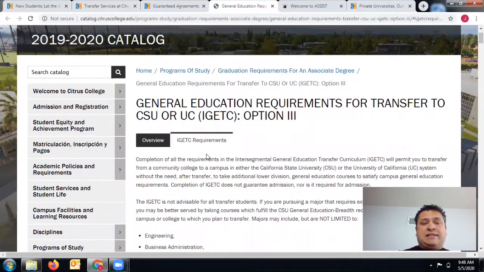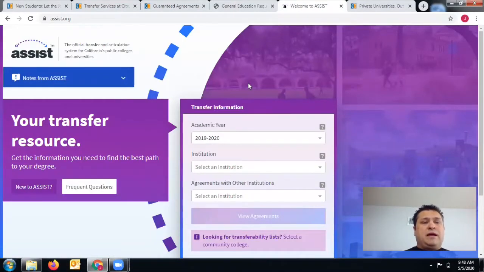When you're looking at IGETC, you may also be looking at specific majors down the road. And IGETC is your general ed requirements. For some colleges, in fact, for many colleges, they will also require major-specific requirements. So for that, we're looking at completing our general ed requirements, but we also need to complete our major requirements. And for that, we're going to look at assist.org. So assist.org is a website that compiles all of these transfer agreements by major. There's a lot out there. If you think about the four-year public universities we have, and all of the majors they have, each one of those requires separate agreements. And so there's quite a bit out there.